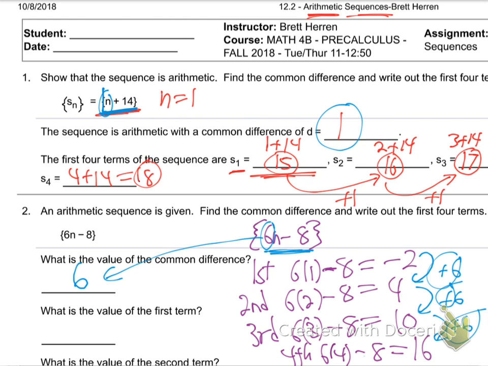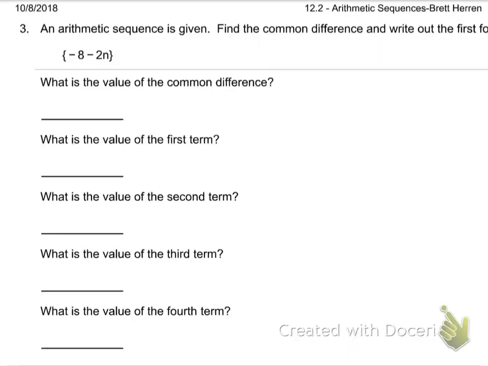So whatever the number in front of n in the formula, that's the difference. That's what makes the jump happen from term to term. Because as you plug in 1, 2, 3, you're multiplying that by 6. The negative 8 isn't changing. It's just how many 6s you're going to have: 1 times 6, or 2 times 6, or 3 times 6. So that's going to increase your gap by 6 every time. See how it's the number multiplied by n?